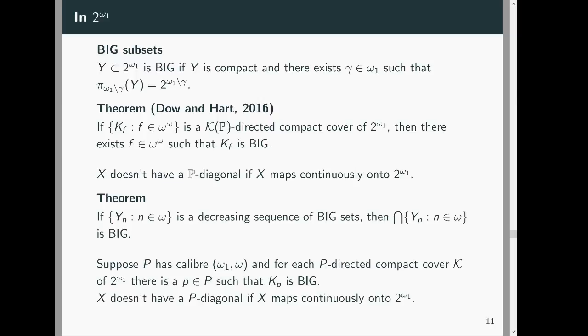So what's next is how do we construct our prediction? We want to find for what kind of separable metric space this condition holds. This is proved, but this is an assumption in my result. So what I want to do next is figure out for what kind of directed set, if you get a P-directed compact cover of 2^ω1, then one of these sets is big. So I want to identify for what kind of P this condition holds. Then that's natural, the same contradiction we have.